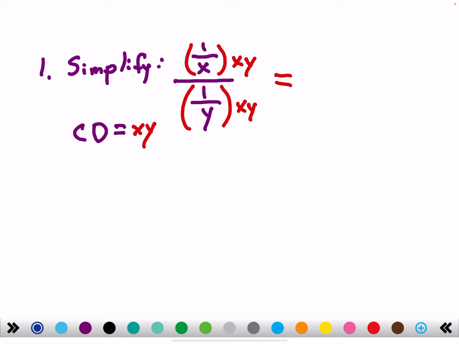So notice that in the numerator on top of the big fraction, the x's will cancel. That leaves y. And in the denominator, the y's will cancel, and that leaves x. So the answer is y over x.